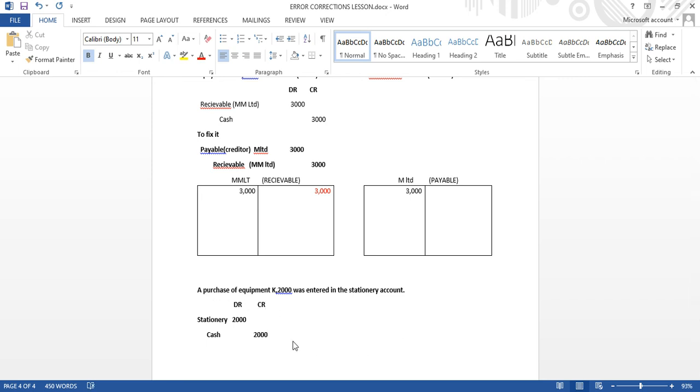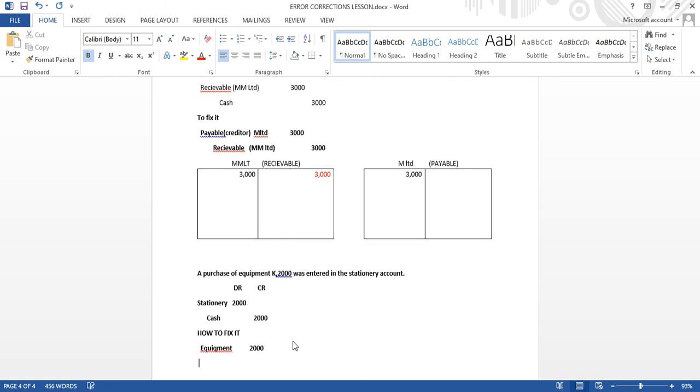So how do we correct this error? We need to credit the stationery account with 2000, then debit the equipment account with 2000. All right, colleagues. That's all you have to do.